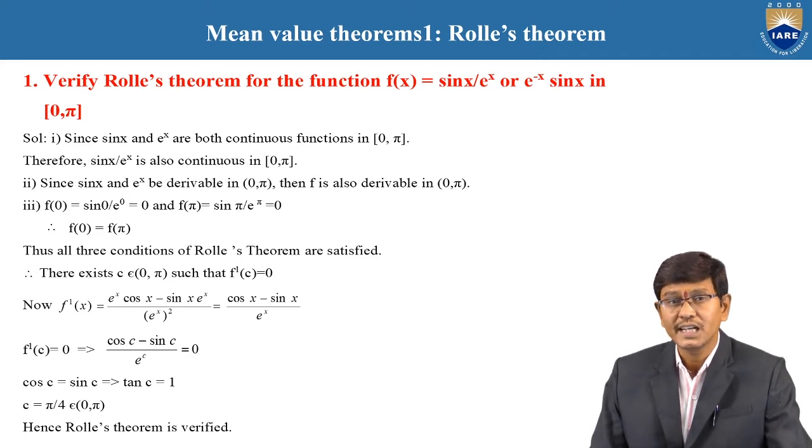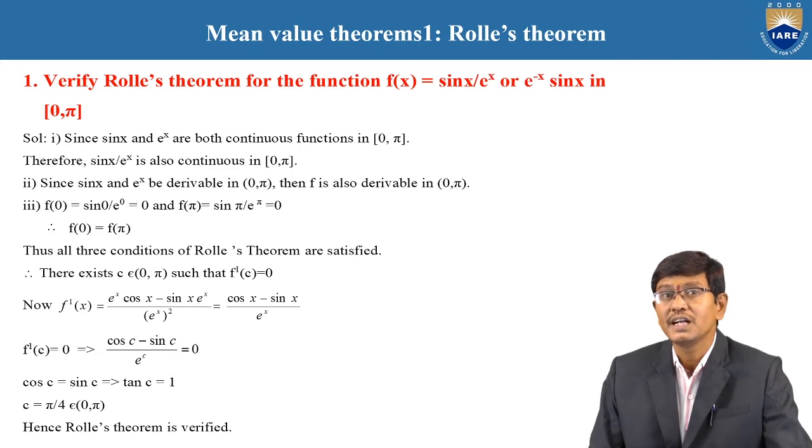Therefore, the three conditions are satisfied: f(x) is a continuous function, f(x) is a differentiable function, and f(a) = f(b). Now, our concept is whether the point c lies between a and b, whether it is satisfied or not. Therefore, with the help of this function, we need to find f'(c).